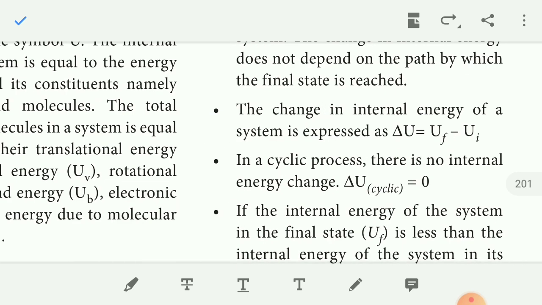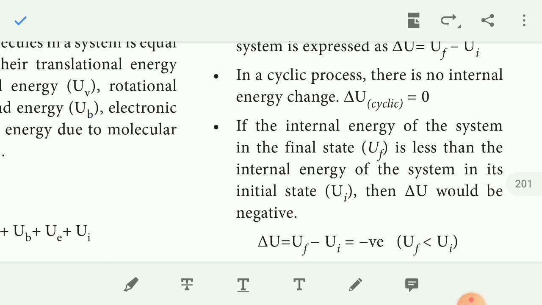In a cyclic process, there is no internal energy change. So del U for a cyclic process is equal to 0, because there are no changes.